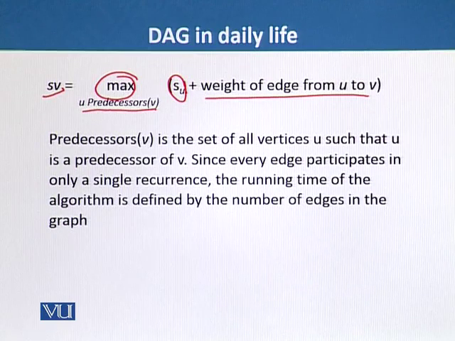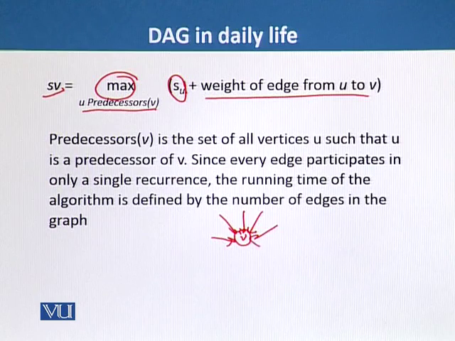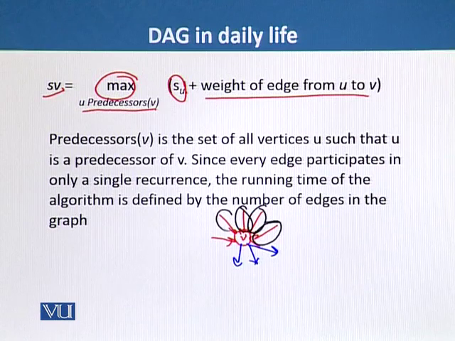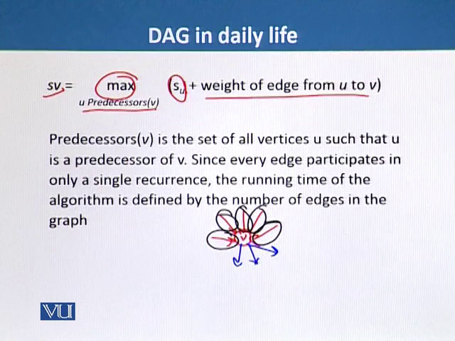Since every edge participates in only a single recurrence, the running time of the algorithm is defined by the number of edges in the graph. As we have seen, for example, this is a vertex and there are the inflow edges and these are the outflow edges. So the running time of the algorithm will depend on these predecessors. If they are larger in number, the running time of the algorithm will be larger, and if they are smaller in number, the running time will be much better.